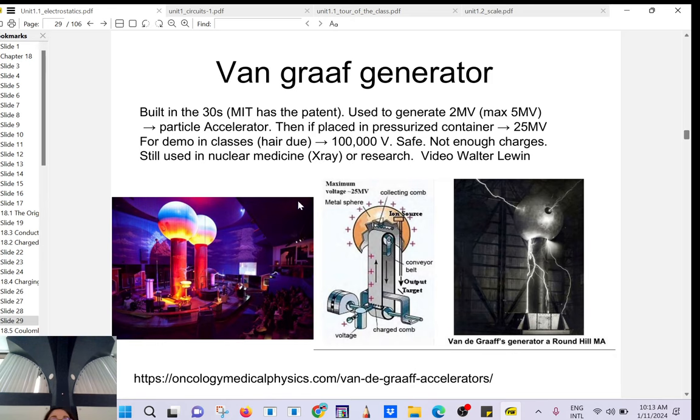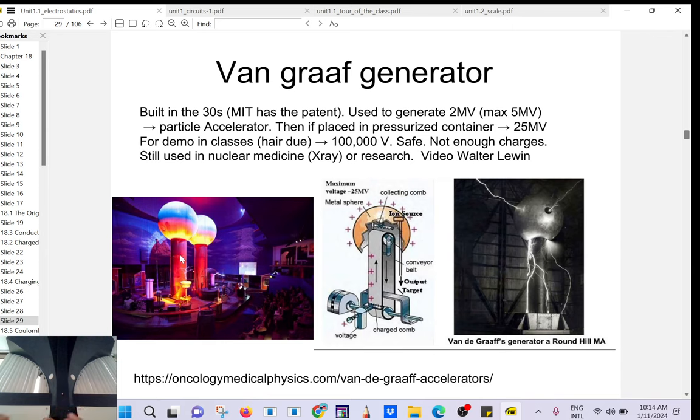Okay, so about the Van de Graaff generator. It was invented in the 1930s at MIT. So MIT is holding the patent, and then they donated it to Fermilab, because that machine can generate a huge voltage, like maybe now it's 100,000 volts. Someone here is tiny, so it's huge voltage.